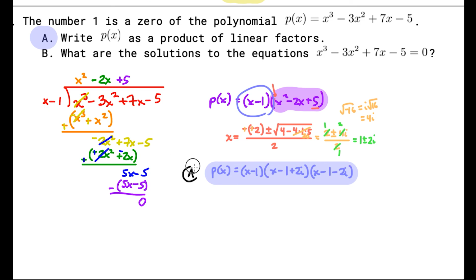So part A. Okay, part B, it says, what are the solutions? Well, since you already have it in factored form, it makes finding the solutions super easy. So the solutions would be 1, because you could set that equal to 0 and solve, it would be 1. It's going to be 1 plus or minus 2i as well, and those are your 3 solutions. And we should only have 3 solutions because it's x to the third.